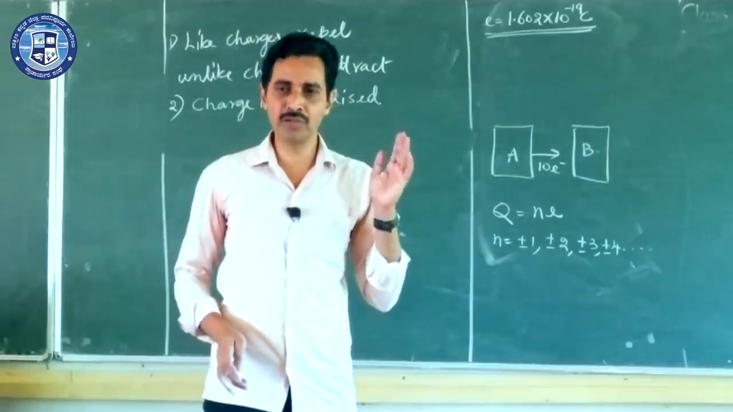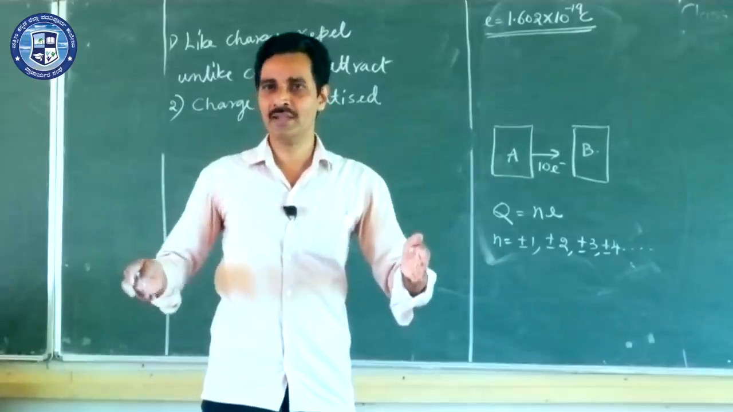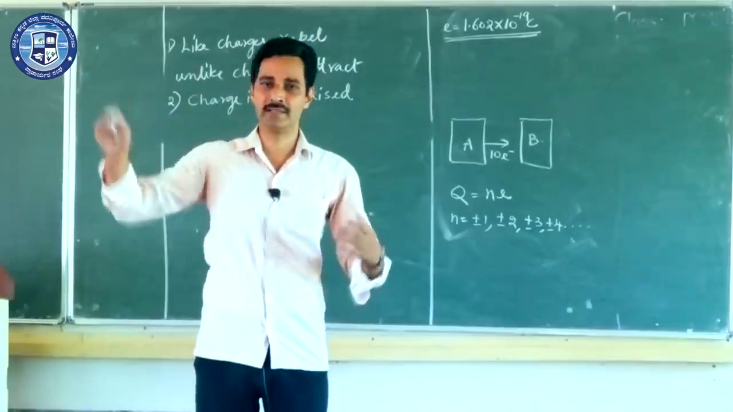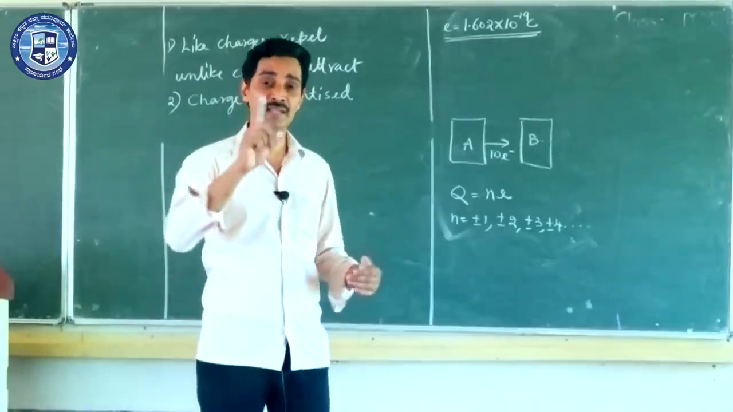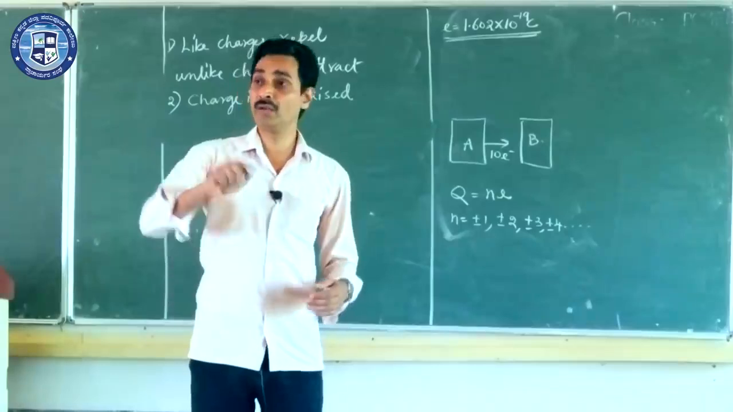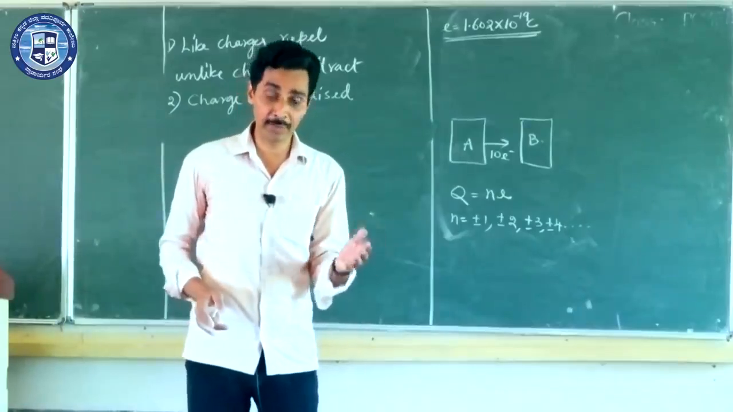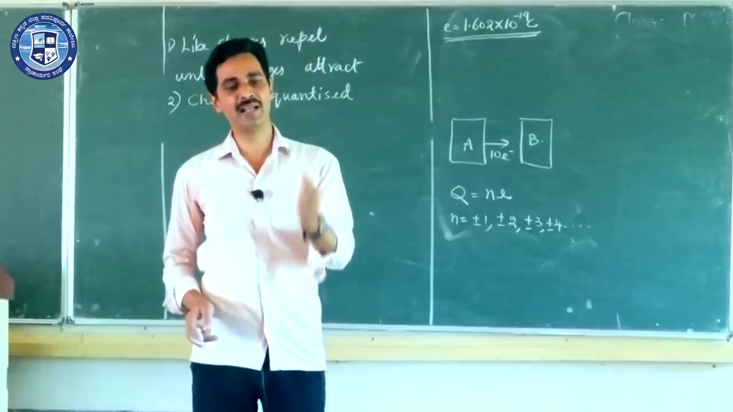For example, if you want to count the number of friends in your class, how do you count the number of students in your class? You stand up and count 1, 2, 3, 4 like this. Every person is given a single digit. And you don't count 1, 1.5, 2.33, 5.33, because how do you count 0.33 of a person? A person is taken as a single number.